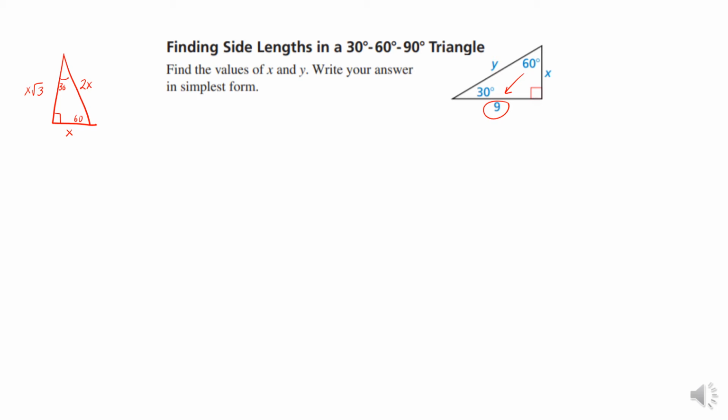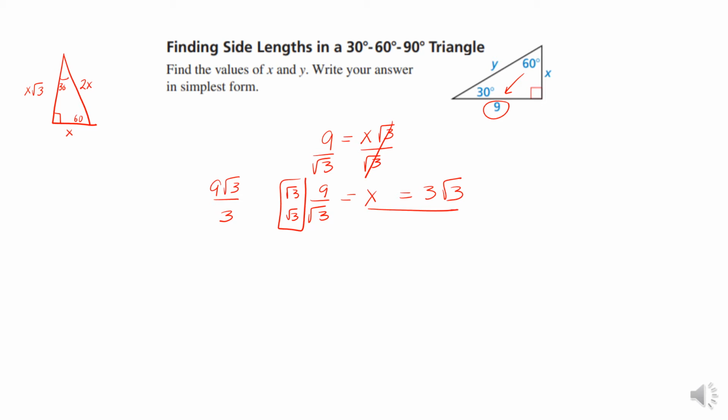So now I'm going to go, okay, so 9 is supposed to equal x square root of 3. So I'm going to divide both sides by the square root of 3, and I get x equals 9 over the square root of 3. But just like we remembered in the last problem, we have to rationalize that because we can't leave a square root on the bottom. So that becomes 9 square root of 3 over 3, which means x equals 3 square root of 3. Okay, so there's x.